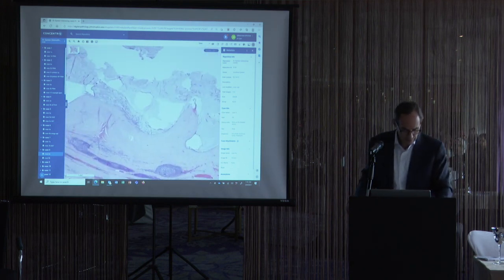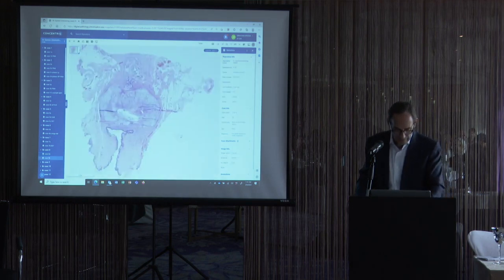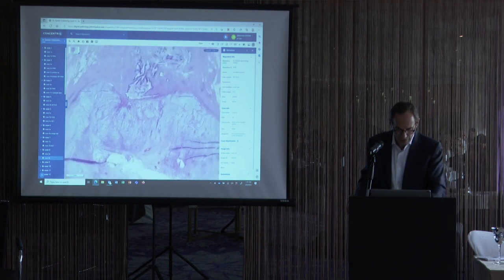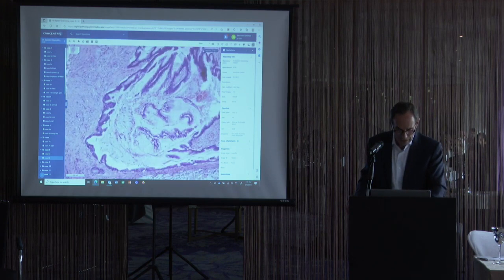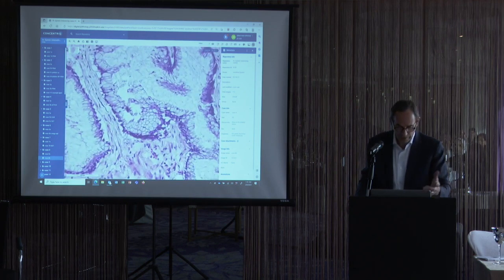If you look on another slide, here's this extracellular mucin. Here's this mucinous epithelium, lined by kind of pseudostratified epithelium. Some areas are very bland, lined by goblet cells.